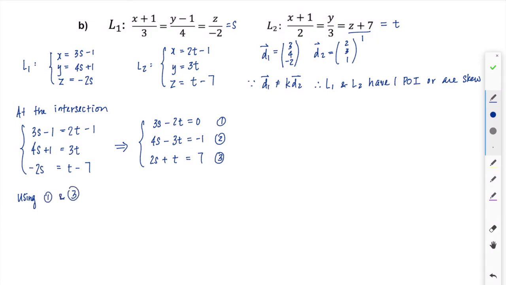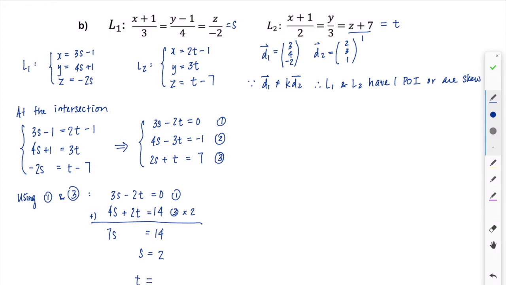Okay. If I do 3s minus 2t equals 0, which is equation 1, and I want to eliminate t, so 2 times equation 3, I have 4s plus 2t equals 14. I will be adding the two together. 7s equals 14, s is equal to 2. And then subbing this into equation 3, I guess, t would be 7 minus 2 times 2, 7 minus 4, 3.